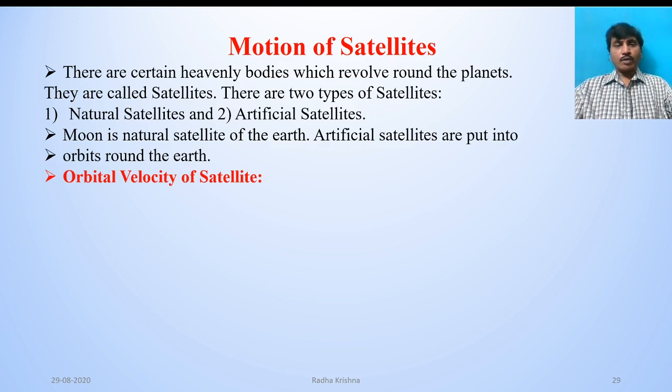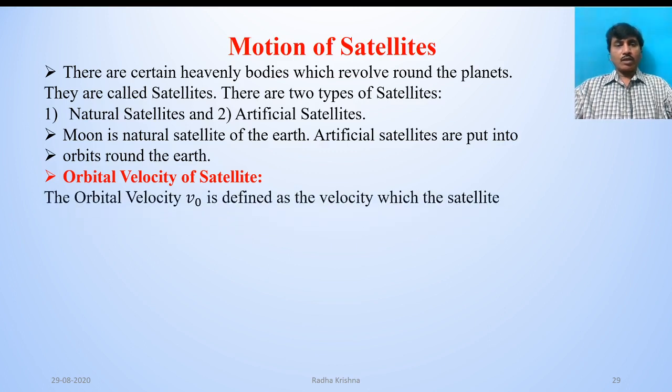To describe the motion of satellites, we have to derive orbital velocity, time period, angular momentum, etc. Orbital velocity of satellites. The orbital velocity V0 of a satellite is defined as the velocity which the satellite must acquire to rotate around the Earth in circular orbit.